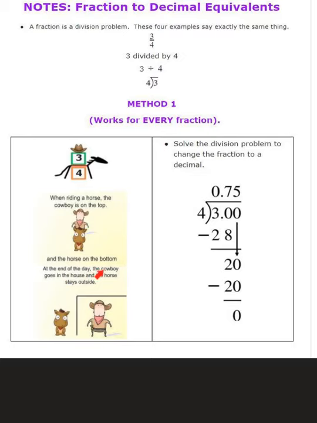At the end of the day, the cowboy goes in the house and the horse stays outside. So you know which number goes on the inside. The cowboy goes inside of the house and the horse stays outside. All right, so here it is actually set up. The cowboy is the 3, so he's inside of the house. The 4 is the horse, so it's on the outside. Now, go through and you divide. You would end up with 0.75.